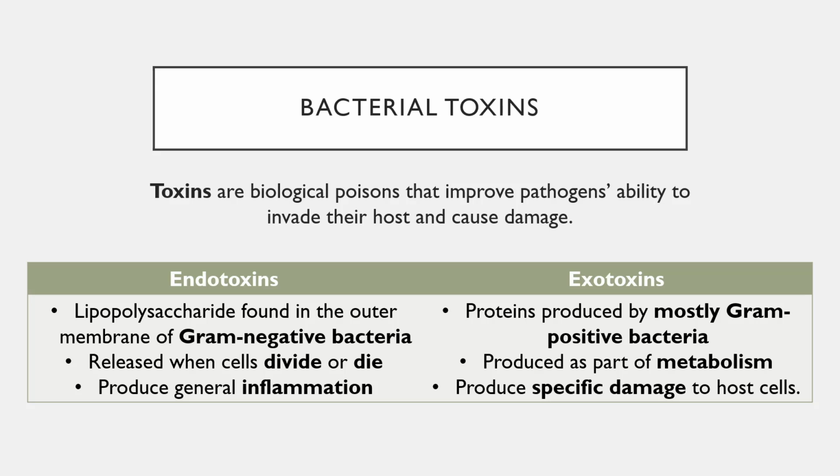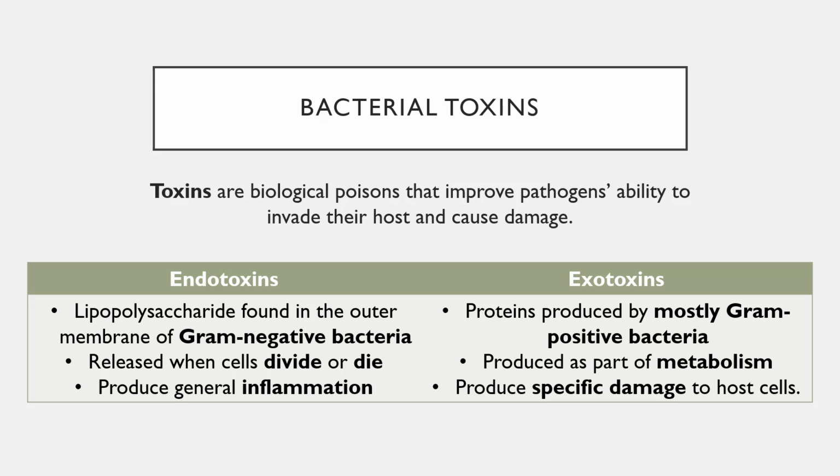Endotoxins are known for producing general inflammation, including fever, and we can contrast them to exotoxins. Exotoxins are produced mostly, but not entirely, by gram-positive bacteria rather than gram-negative bacteria. They are made of protein and they are produced as a part of the organism's metabolism rather than being an inherent part of their structure, like the lipopolysaccharide in gram-negative bacteria. And whereas endotoxins produce general inflammation, exotoxins are capable of exacting specific types of damage to host cells.